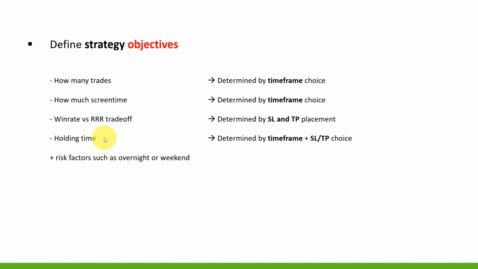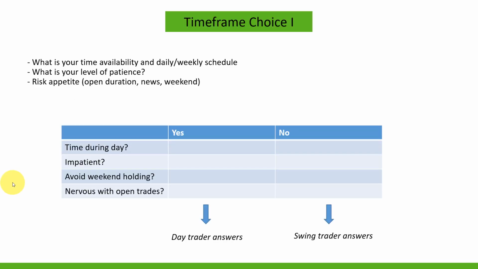That's also very important. So when it comes to the time frame choice, I think there are a few questions you can ask yourself. Do you have time during the day, yes or no? Are you impatient generally? Do you avoid holding trades over the weekend? And are you generally nervous with open trades? And then you can see, depending on how you answer, do you fit into the day trading category, or are you more of a swing trader and should you look for a swing trading strategy? Of course, this is just a guideline to give you some idea of what to look for and what to ask.